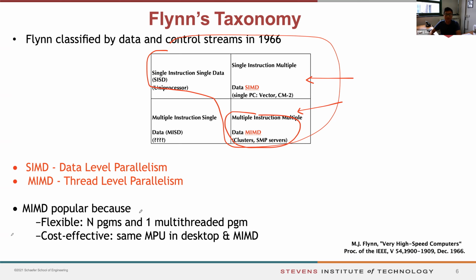MIMD is popular because of its flexibility, right? It allows n programs on n data. Well, it also implies that it's more complicated compared to SIMD, because SIMD only has to execute a single instruction on multiple data. So at least fetching the instruction and resolving the dependencies are relatively easier.